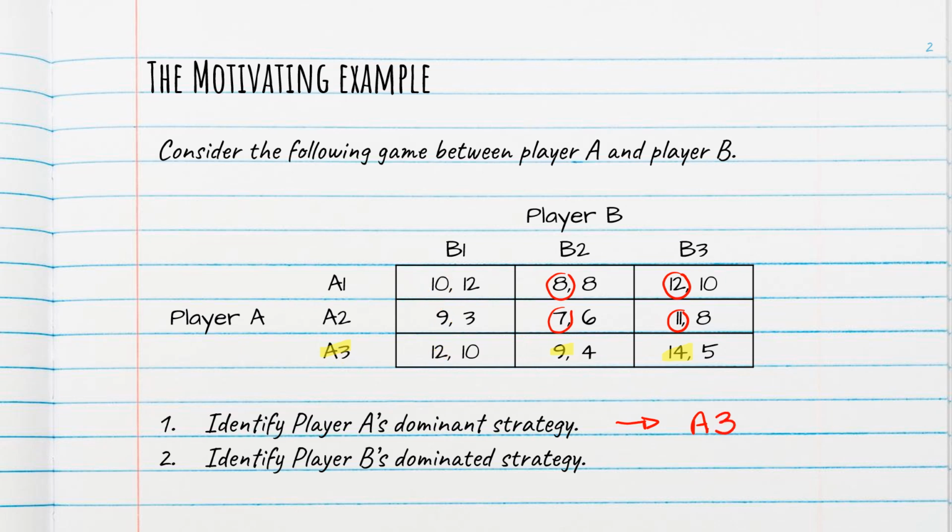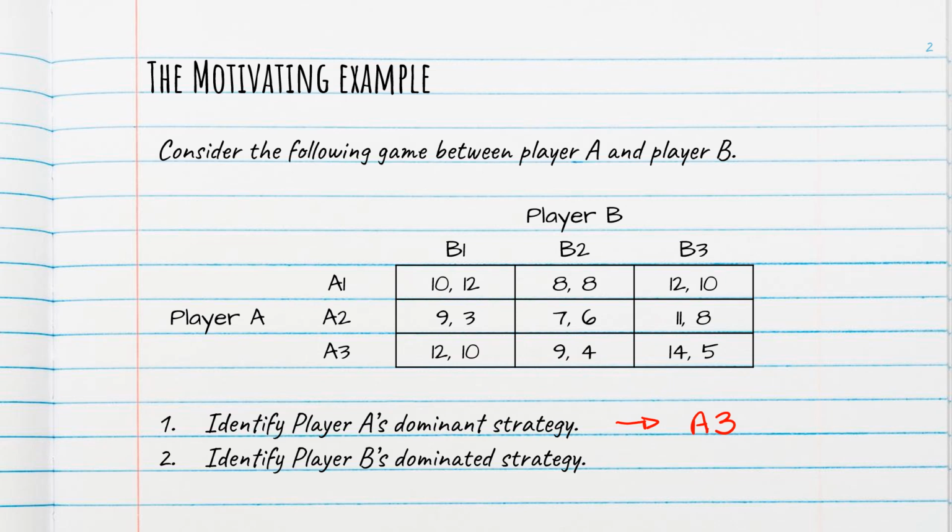Now we can answer question 2. Let's erase all this. It was so fun. We want to answer question 2. It says identify player B's dominated strategy. Let's remind ourselves what a dominated strategy is. It's a strategy that you would never choose. In particular, it's a strategy whereby there is some other strategy that always yields a higher payoff.